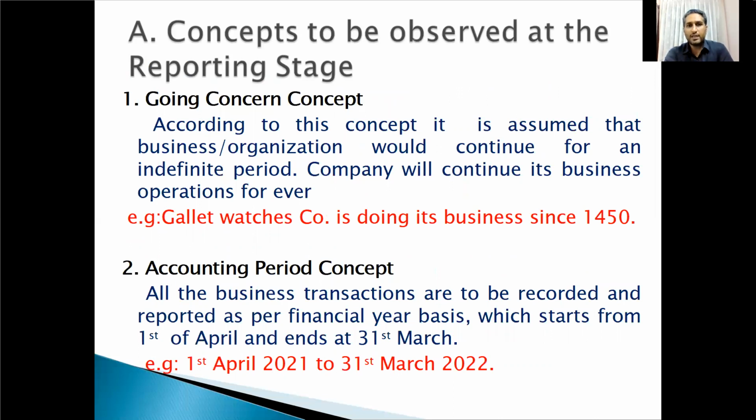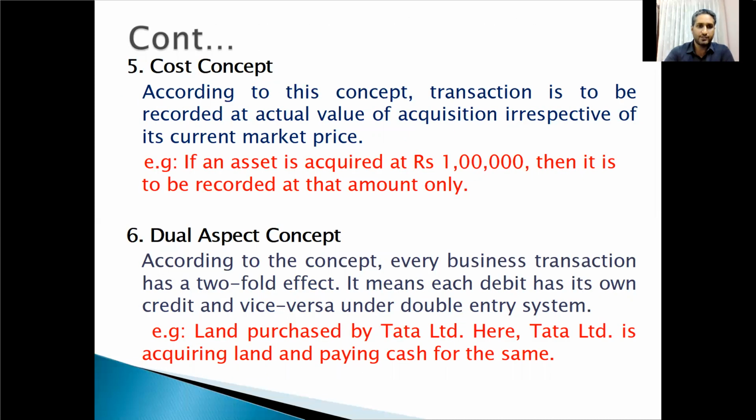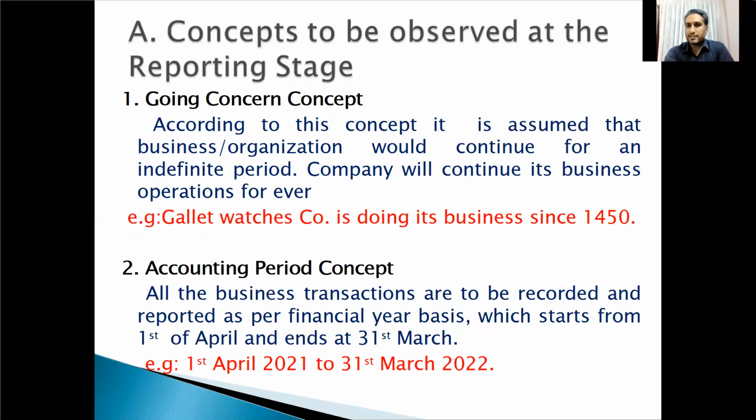Now, the next one is concepts to be observed at reporting stage. First one is the going concern concept. What are they assuming here? According to this concept, it is assumed that the organization will continue its business for an indefinite period. If we are going to start our business, it's not for 1 or 2 years, but for an indefinite period. If it is on a temporary basis, 3 to 4 years, then you can say it is a temporary partnership, a temporary business, or it comes under the definition of joint venture if 2 or more parties have a kind of strategic alliance here.